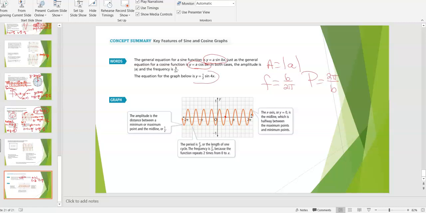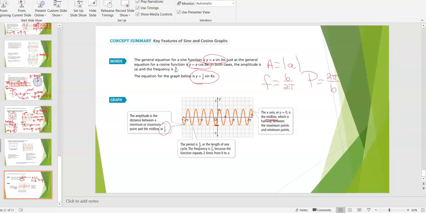This graph right here is this function, y equals 1/2 sine of 4x. 1/2 would be the amplitude, and you can see right here, the highest and the lowest is 1/2 minus the negative 1/2 would give me 1, divided by 2 would give me 1/2. So the amplitude is 1/2, because the midline is the x-axis, it's my maximum value.